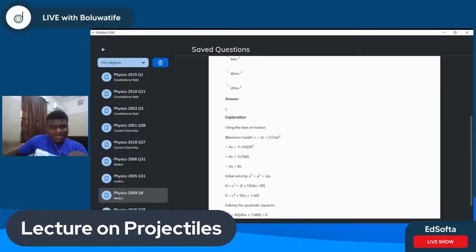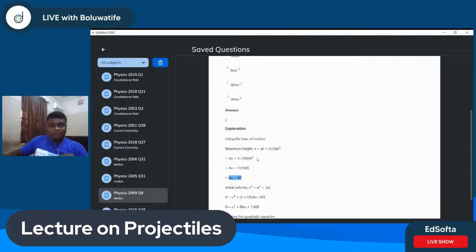As you can see, the maximum height is supposed to be ut plus half at squared, right? I don't know what u is, so I have it as 4u. Then I know what t is, and after all the resolving, what we end up with is 4u plus 80. That's 4 squared, which is 16. 16 times 10 is 160. Half of 160 gives me 80. So I have 4u plus 80.